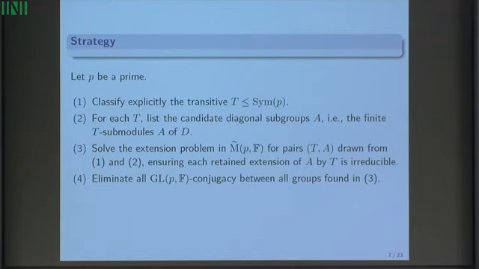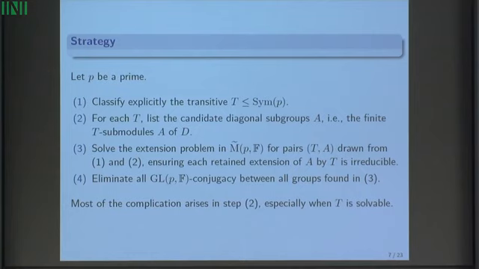Okay, so there is quite a bit of work, as you can imagine, behind each of these single sentences. Most of the complication, the taxonomic difficulty, arises in step two, listing all of these submodules, especially for solvable groups, solvable T.